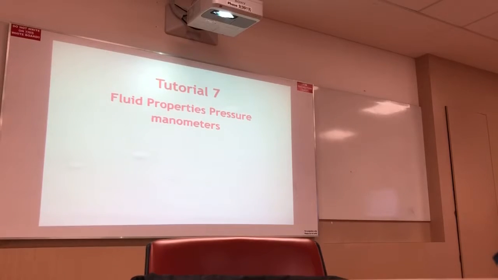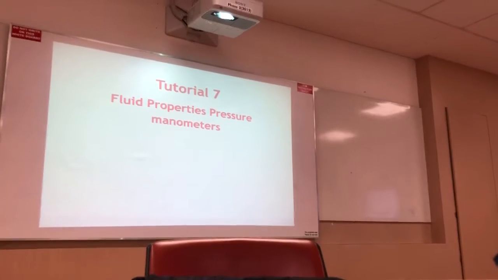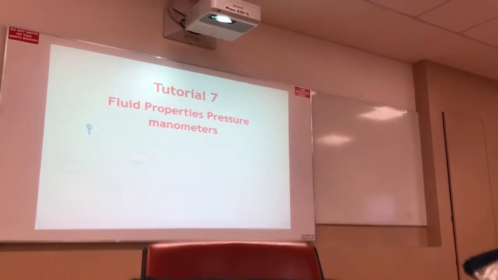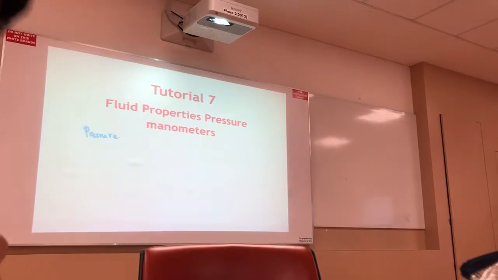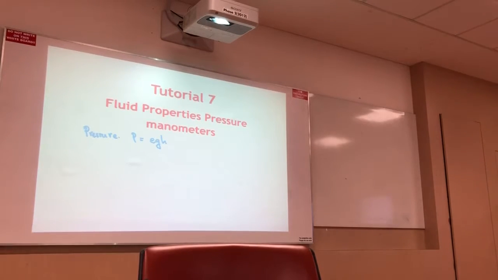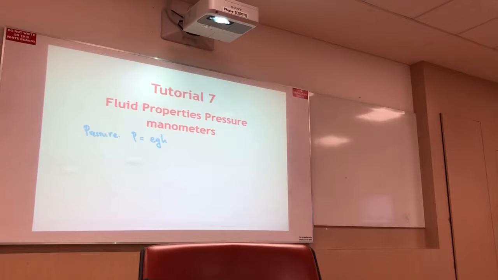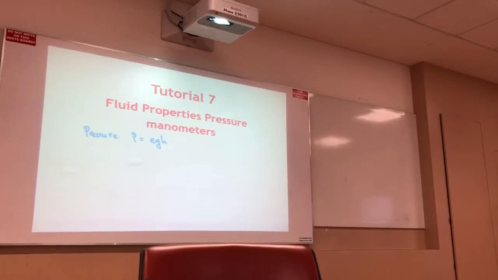So I'm writing some equation. Please take a look. P is calculated by rho g h. H indicates the elevation, g indicates the acceleration due to gravity, and rho indicates the density.